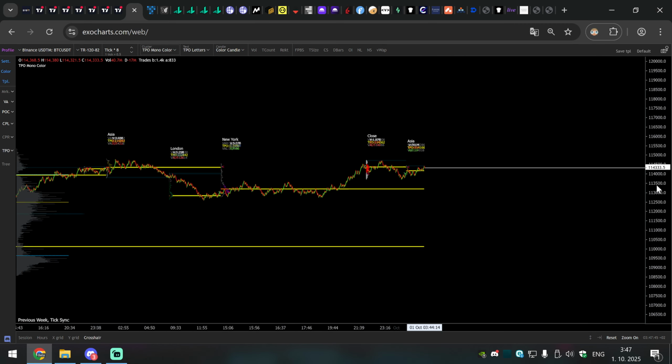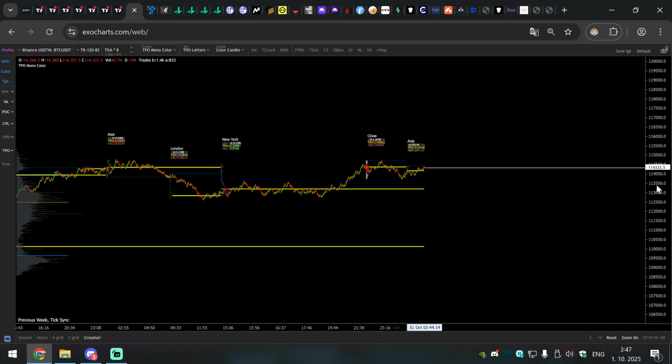Yes, this is the correct view. I don't know what was happening there, and I need to change it to 5 minutes so you can see it better. So today was easy. You just went for the pullback.